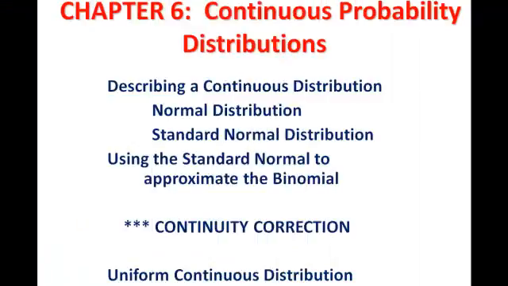Topics that we're going to cover: first of all, what is a continuous distribution, what are its attributes and characteristics. We're going to look at something called the normal distribution, something called the standard normal distribution, and we're going to use the standard normal distribution to approximate the binomial.